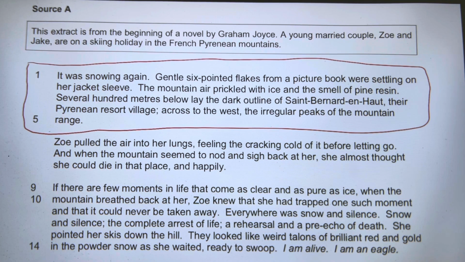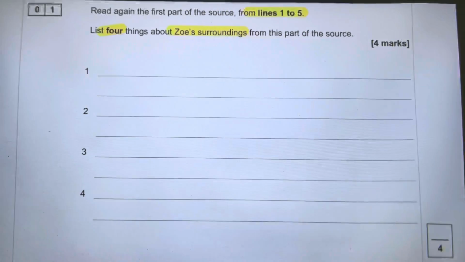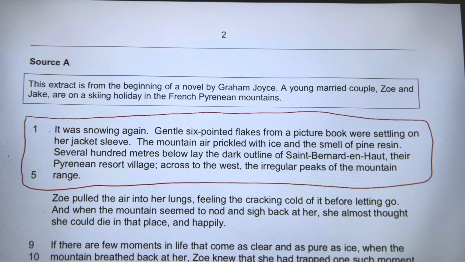Okay, let's go back to the question, guys. The question said, list 4 things about Zoe's surroundings. Very, very open question. 4 things about her surroundings. Let's begin, guys, and this is what you would do in an exam. So number 1, straight away, guys, it was snowing. That's the first thing that we can pick about Zoe's surroundings, that it was snowing all around her.